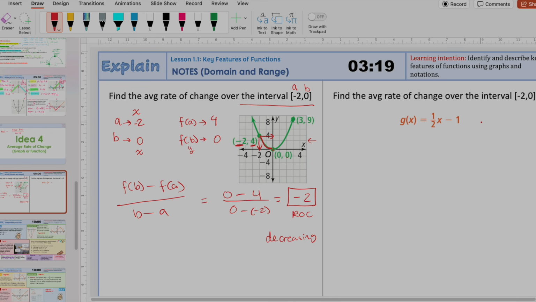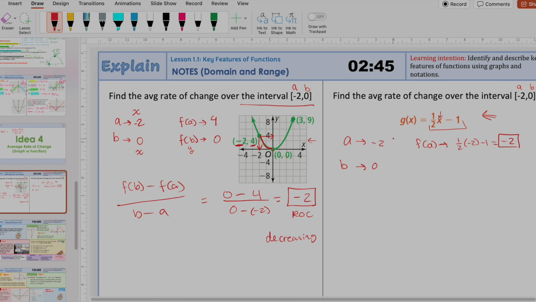So what if I have an equation? How do I find average rate of change? Same concept, but you have to calculate your f of a and f of b. So first, find your a. They gave me an interval. This is a, this is b. A is -2, b is 0. Okay? So how do you find f of a? Use your function. Instead of x, put your a, which is in this case -2. So it's going to be 1 over 2 times -2 minus 1, which is -2.